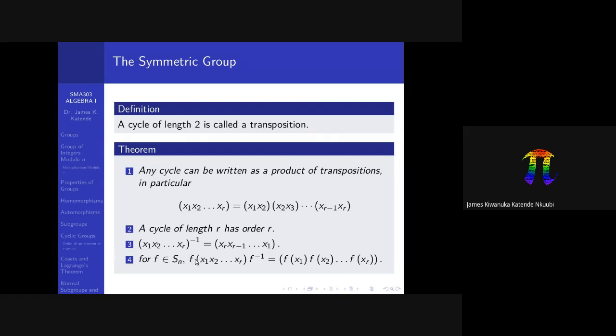So this is a composition of three functions. f is any permutation in Sn, we don't care what it is. But this second one is a permutation which is a cycle of length r from Sn. And on this end, we compose with the inverse of f. When you do this, you also get another cycle of length r, and these are the entries in the cycle.